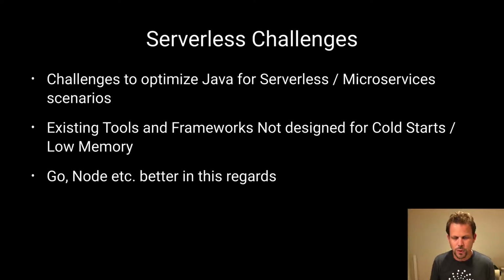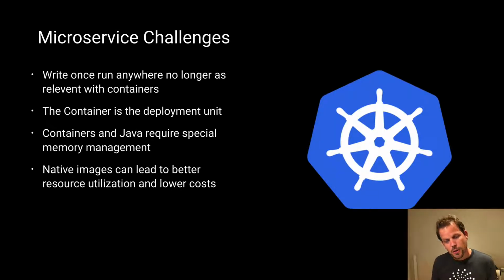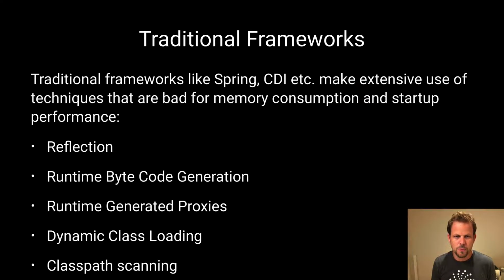So in terms of Micronaut, when we started looking at the serverless space and the microservice space, we realized there were challenges to optimize existing Java frameworks because many of the existing frameworks and tools were not designed for low memory footprint workloads and cold starts. In comparison to technologies such as Go and Node, the Java solutions in the space were just not up to par. In terms of the microservices space, write once, run anywhere became less relevant in terms of the containerized workloads running on Kubernetes, with the container being the deployment unit. And Java and containers require special memory management, and there are significant benefits to producing native images that can lead to overall better resource utilization in a containerized environment.